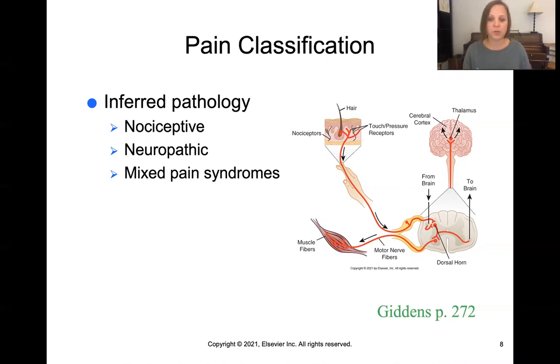So you can have different types of classification for pain. The first comes from the nociceptors, and that's just those typical receptors, touch and pressure receptors for sensation. And when they're triggered, they can cause a pain sensation. And this is going to be for things like sunburn, cutting your arm, getting a fracture, having surgery or trauma. Those are all going to trigger those nociceptors to sense pain and send that to the brain.